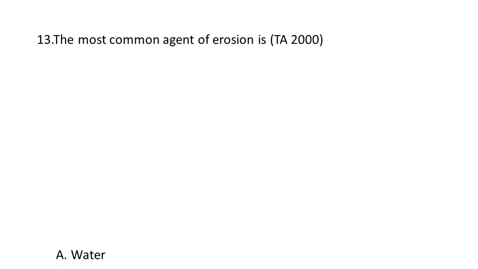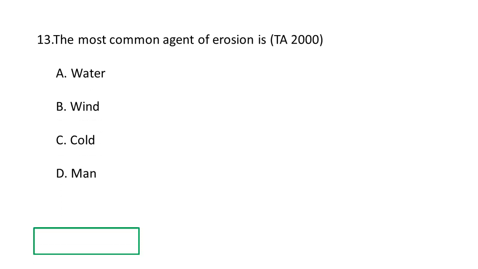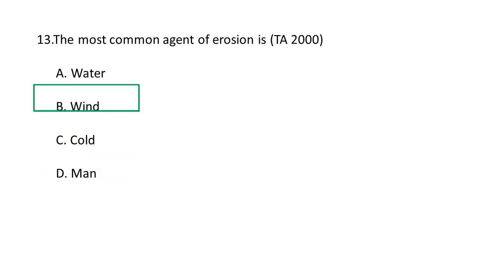Next question. The most common agent of erosion is A, water, B, wind, C, cold, D, man. The most common agent of erosion is known as water. Water is the most common agent of erosion on the earth, and rain water is the most common cause of the water erosion. Rain can cause 4 types of soil erosion like splash, sheet, rill, and gully erosion.